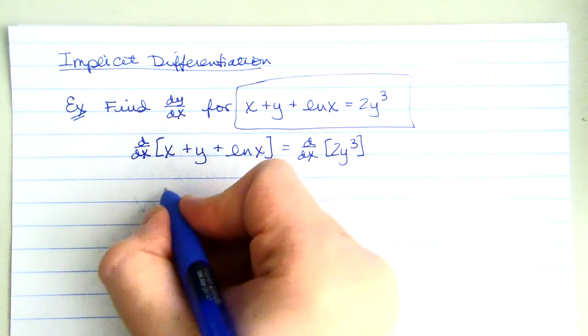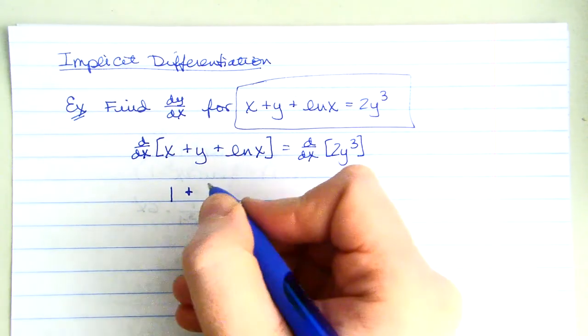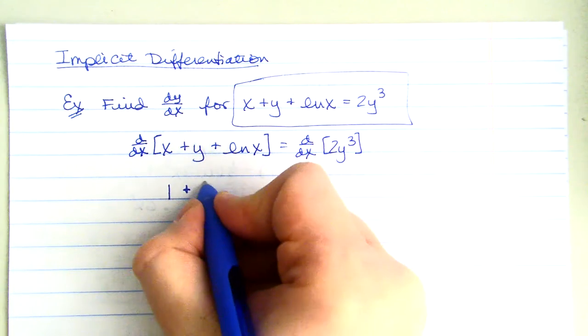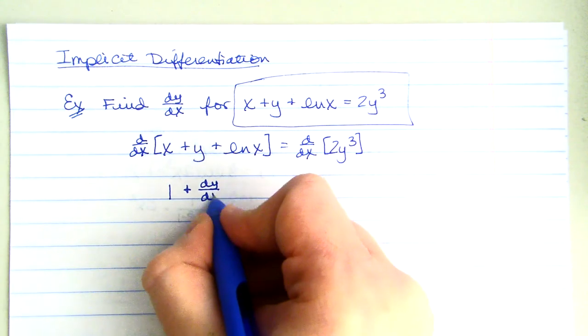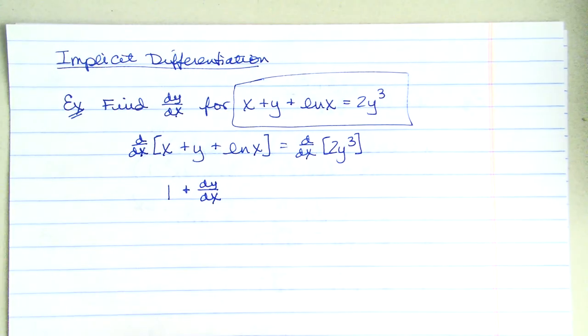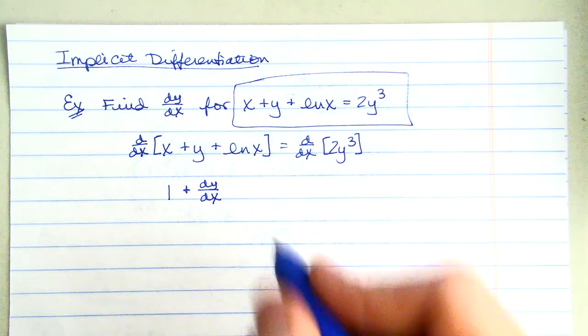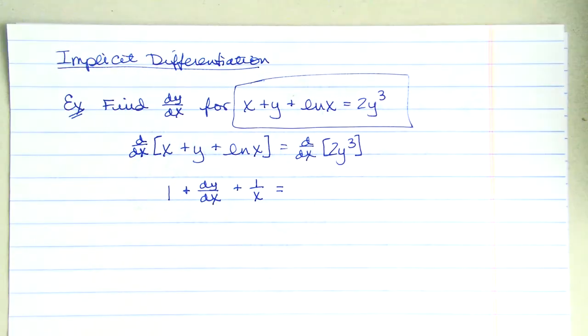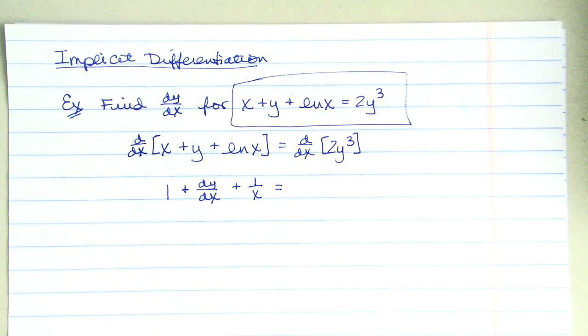The derivative of x, just 1. But what do we say the derivative of y is? Derivative of y is dy dx. Derivative of the natural log of x is what? Oh, I hope you know this one. This is what we spent the whole video on. 1 over x.